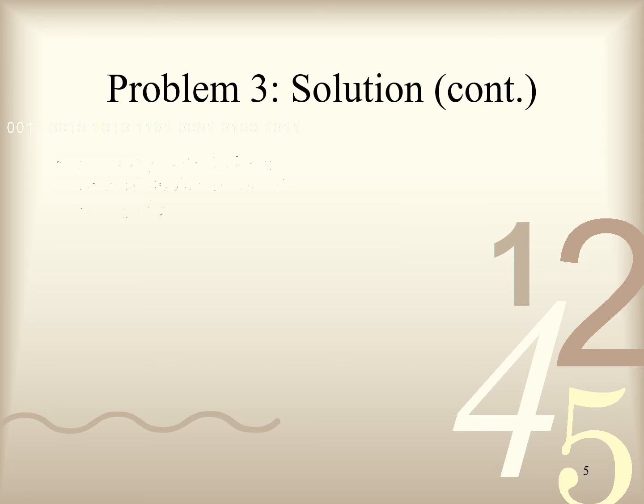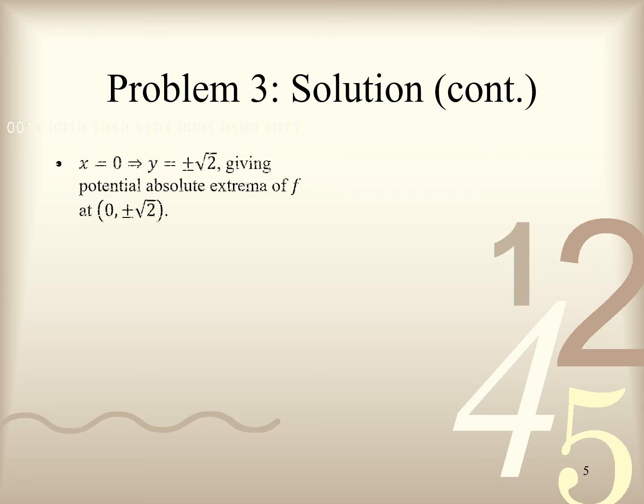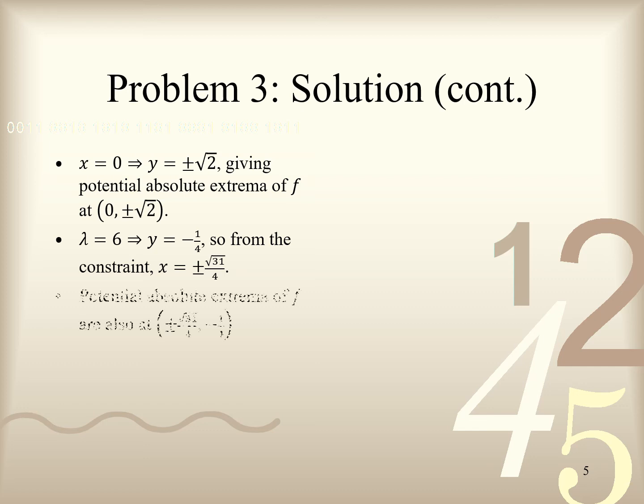From where we left off, for the case where x equals 0, by the constraint it follows that y equals plus or minus the square root of 2. So this gives us potential absolute extrema of f at the points 0, plus or minus the square root of 2. For the case where lambda equals 6, from the second equation in the system star, y equals negative 1/4. So from the constraint, it then follows that x equals plus or minus the square root of 31 all over 4. Therefore, f also has potential absolute extrema at the points plus or minus the square root of 31 all over 4, negative 1/4.